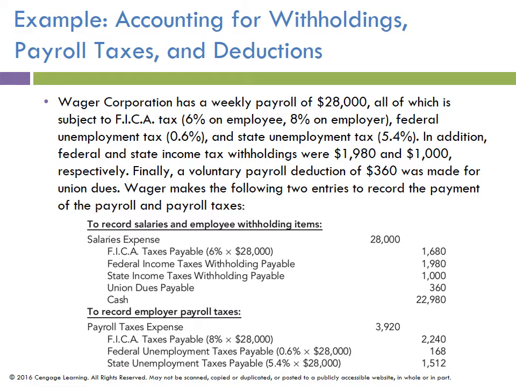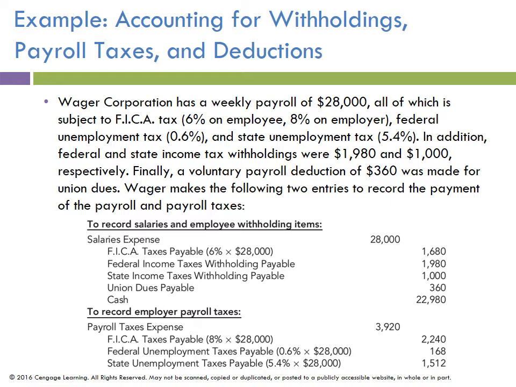So the employees never saw those withholdings. Instead, the employer says, we won't pay them to you directly. We'll send them to the federal government, state government, and the union on your behalf. The day that they record the salaries, the employer records each of those withholdings as a liability. They owe those, so hence the word payable there. The amount that goes to the employee, the net pay, is credited to cash, $22,980.